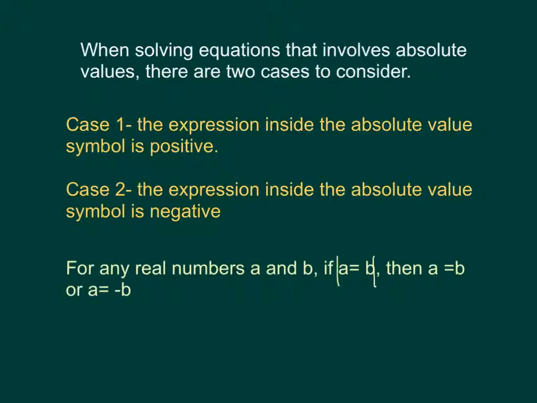When you're solving equations that involve an absolute value, there are two cases that you need to consider. The first one being that the expression inside the absolute value symbol is positive, or the expression inside the absolute value symbol is negative. So that's going to be one of two things. For any real numbers a and b, if the absolute value of a equals the absolute value of b, then a equals b or a equals -b. And so that's where you get your minimum and your maximum values.